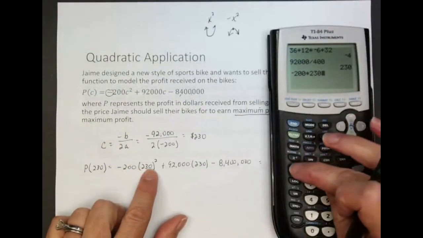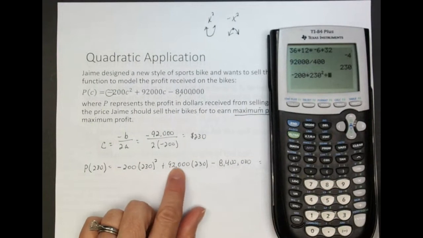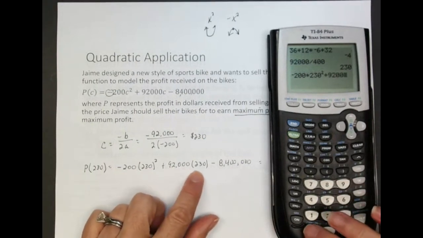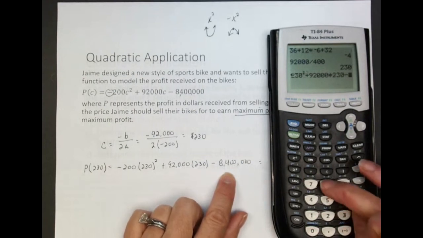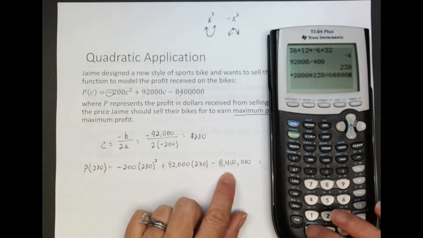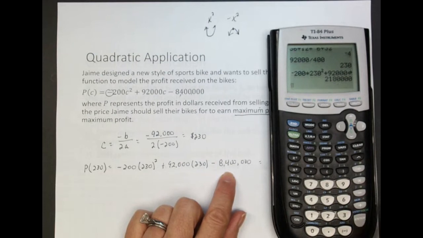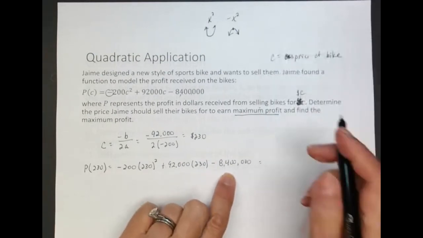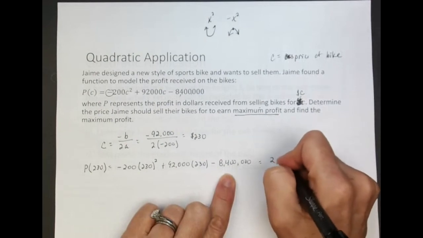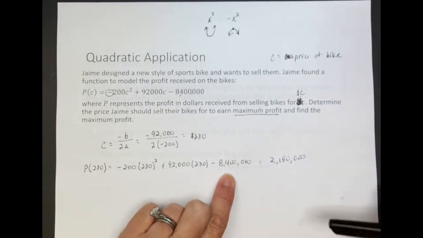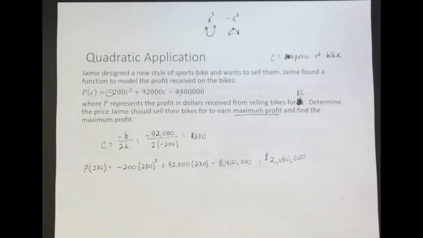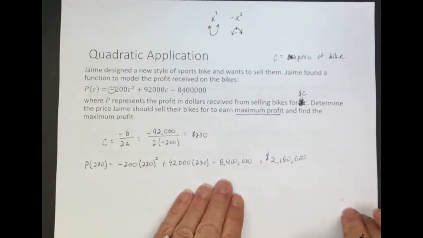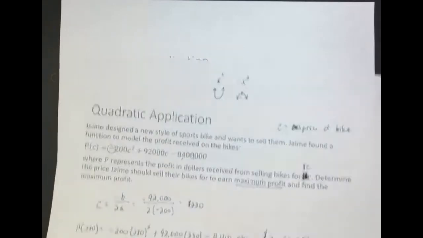Times 230 squared plus 92,000 times 230 minus 8,400,000. What do we get? Looks like it's, how many zeros? We've got 2,180,000. Is that right? 4 zeros? Yeah, 4 zeros. And then, of course, it's dollars. So we would want to indicate the units there as well.